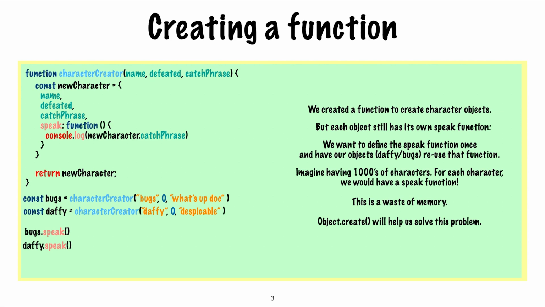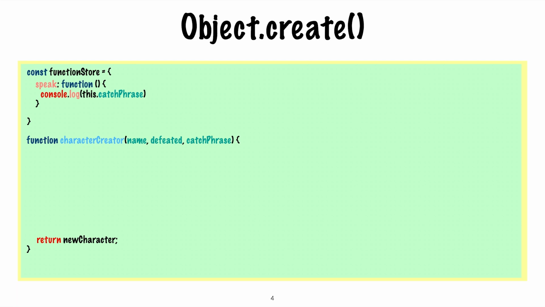Okay, so let's refactor this character creator function and have it use object.create. The first thing that we need to do is extract that speak function. We need to create a function store object and place all of the functions that we want our objects to reuse. The next thing is to define a character creator function. Now we're ready to use object.create, and it either takes null or it takes an object. In this case, we're passing the function store object.